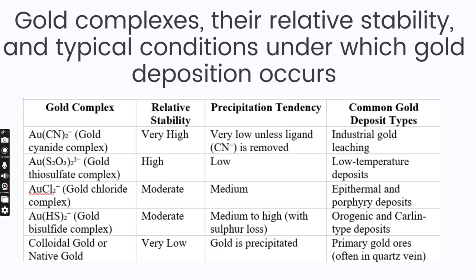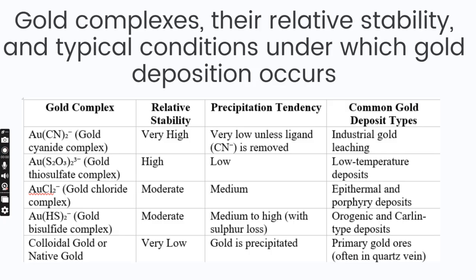Then the moderate complexes are bisulfide and gold chloride complex. They are also very important in orogenic, Carlin type, epithermal and porphyry deposits. So bisulfide and chloride are very much important. Whenever those kinds of complexes are available, that will definitely indicate gold occurrence.